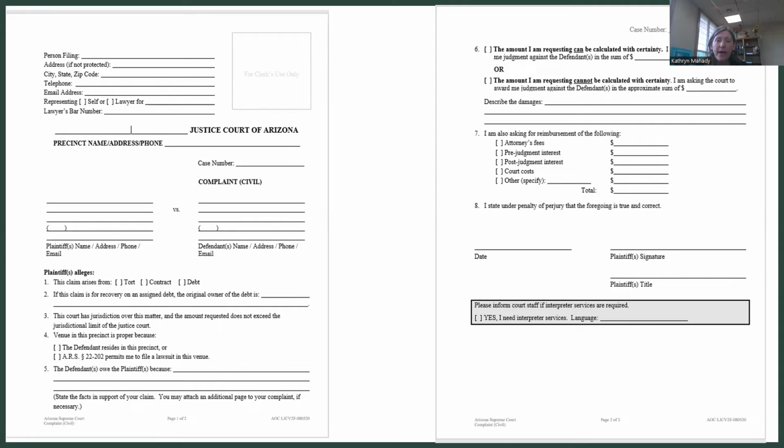Number seven is you're also asking for reimbursement of the following. Attorney's fees are available in a contract, but not in every case. So in every contract you can ask for attorney's fees, and you would think it's reasonable to get attorney's fees if you win on any case, but unfortunately that's not accurate. You can ask for pre and post judgment interest and court costs. It depends on the case what your damages are, but then you swear under penalty of perjury that the foregoing is correct and sign, and you give that to the court.